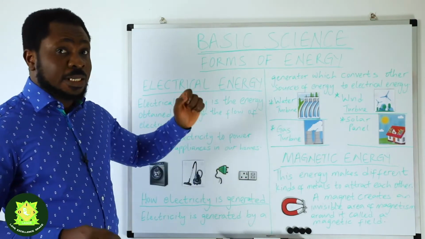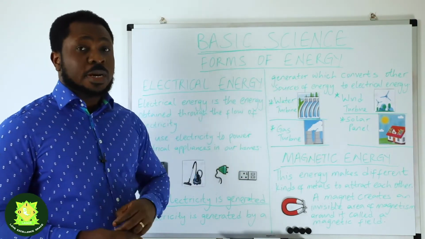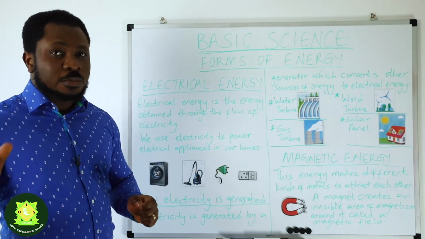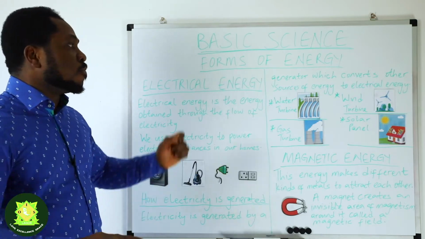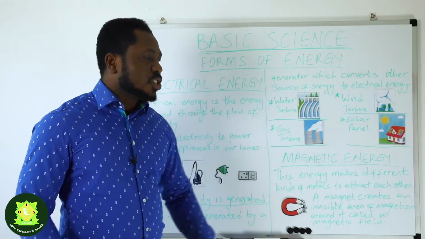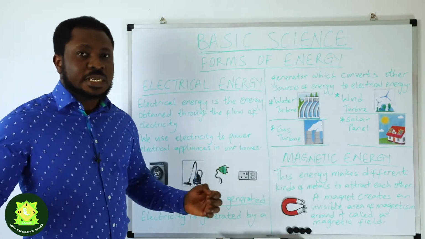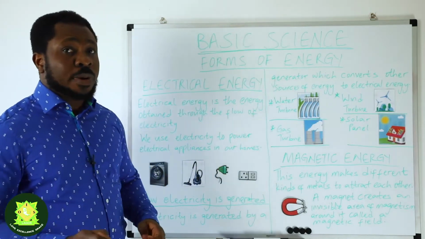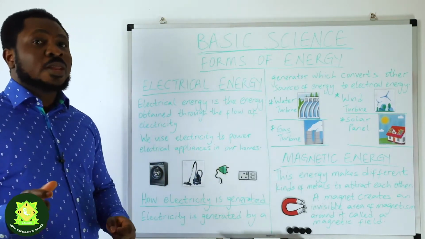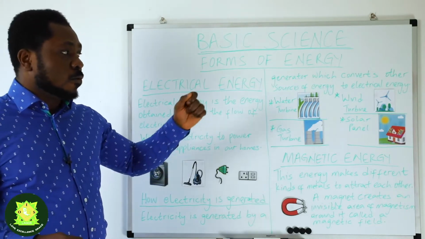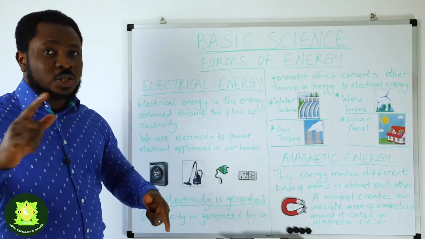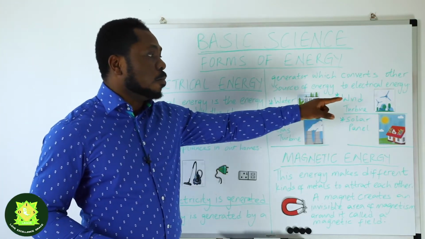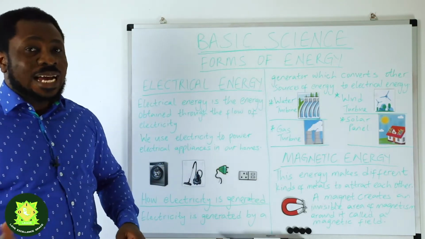So electricity can be generated by the use of a water turbine, because the water powers the turbine. So this is a form of kinetic energy that is being converted to electrical energy, and you can see this in many dams. We also have what we call the wind turbine. The wind turbine uses wind to power the turbine, and of course when it powers the turbine, it converts to electrical energy.